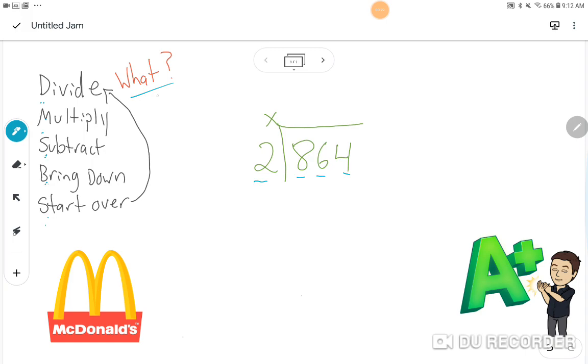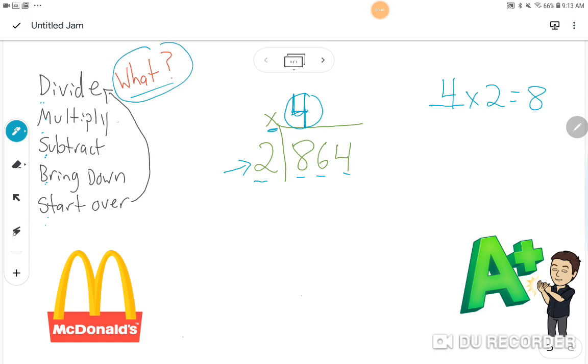So the first thing we're going to do is ask a what question. What times 2 equals 8? Where am I getting that from? What times 2 equals 8? So what would you put in there to fill it in? That's right, 4. Because 4 times 2 equals 8. So you always put the answer on the top. How do I remember that? Because the what question is on the top.